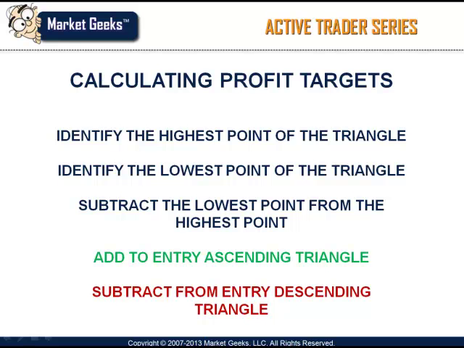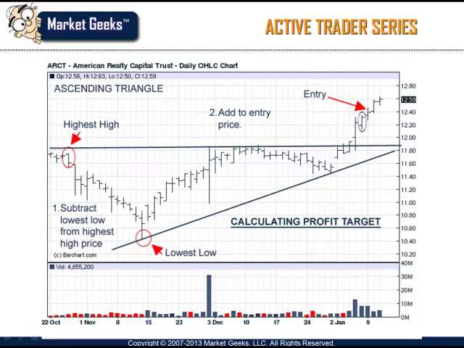In this example, you could see exactly how to determine the highest point and the lowest point for the ascending triangle. You would simply subtract the lowest point from the highest point and add it to your entry because it's an ascending triangle.